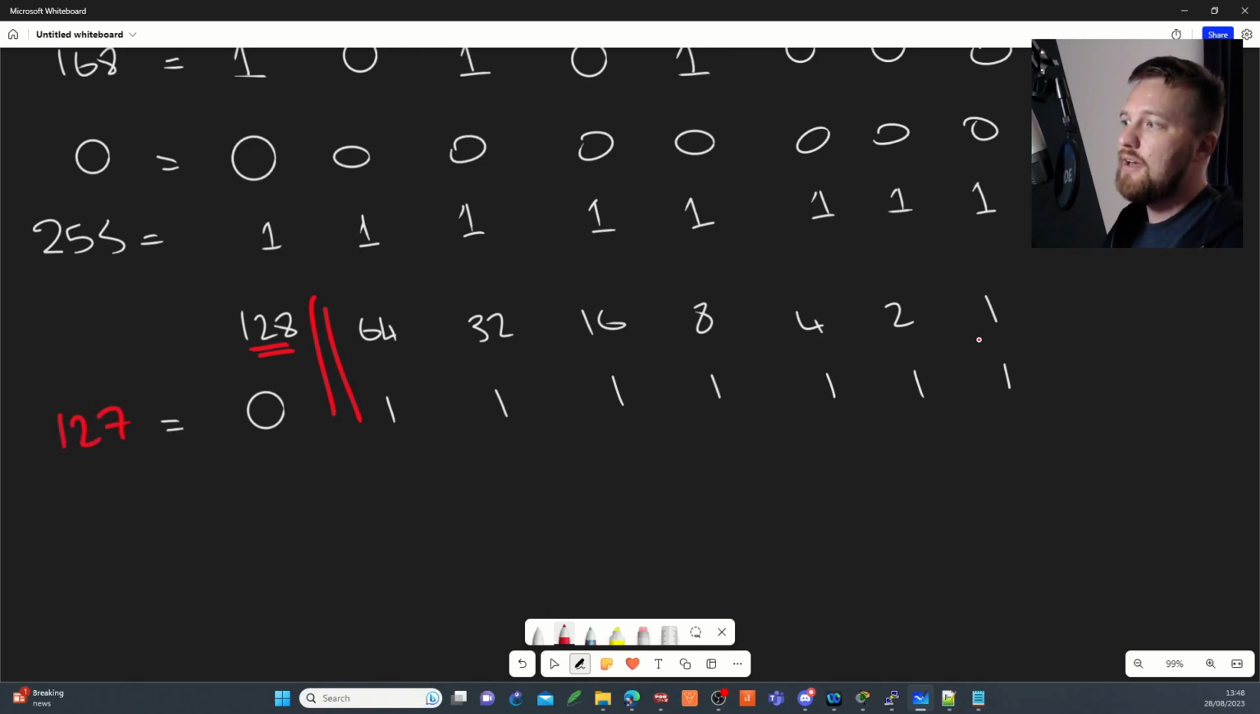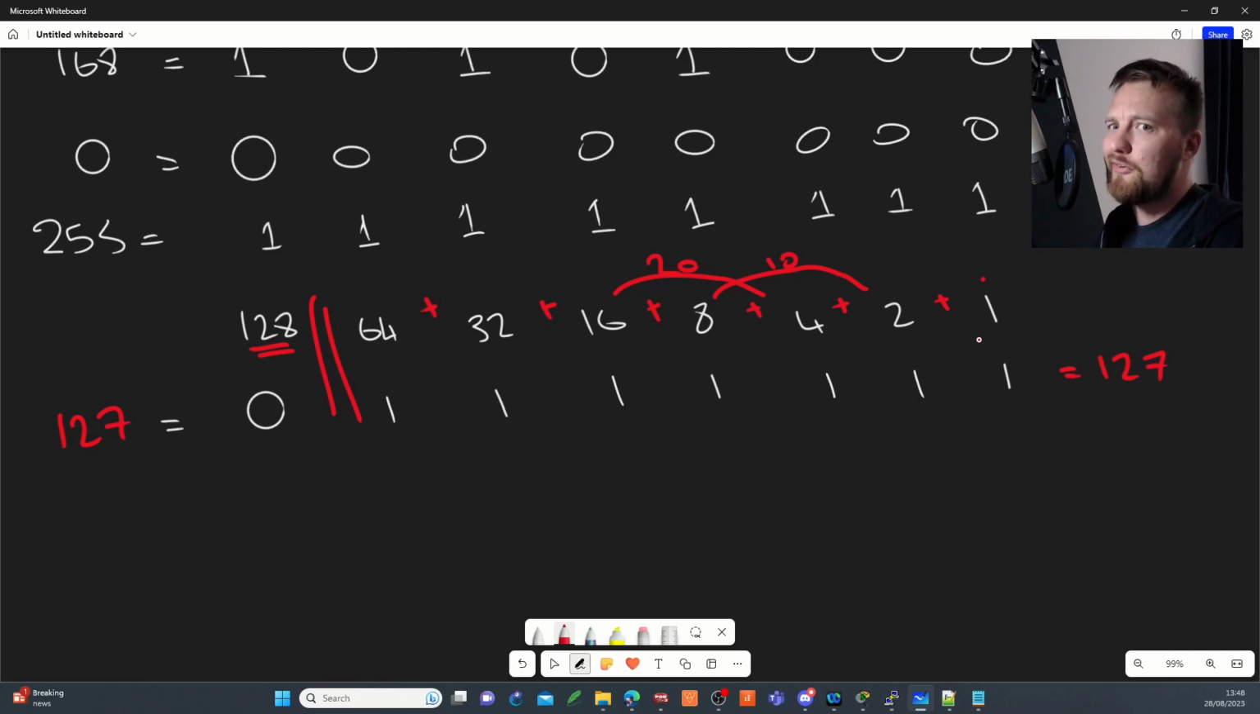Let's confirm that. 64 plus 32 plus 16 plus 8 plus 4 plus 2 plus 1. I'm going to do it my old school way. So this is 10 here, that's going to be 20 on top of that, so that's going to be 30, 62 plus 64, 126 plus 1, 127. Yeah, I'm terrible at maths if you haven't figured that out already. So 127, that's how we get it.